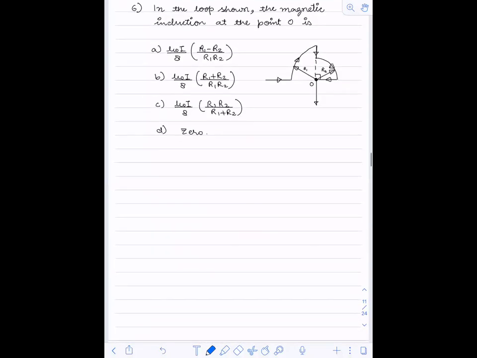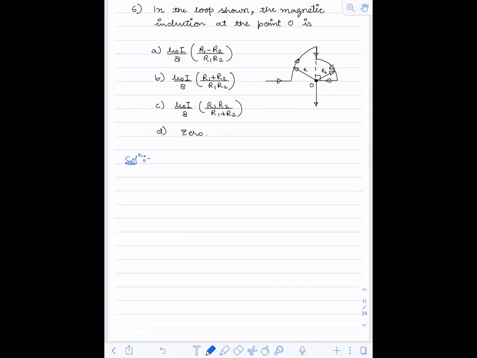Then for the sixth question, in the loop shown, the loop is like this: 1, 2, 3, 4, 5, and 6. Now, due to all these 4 wires, the net magnetic field at the center is 0. You will have only the magnetic field due to this wire as well as this wire. Now just check how we will solve this.